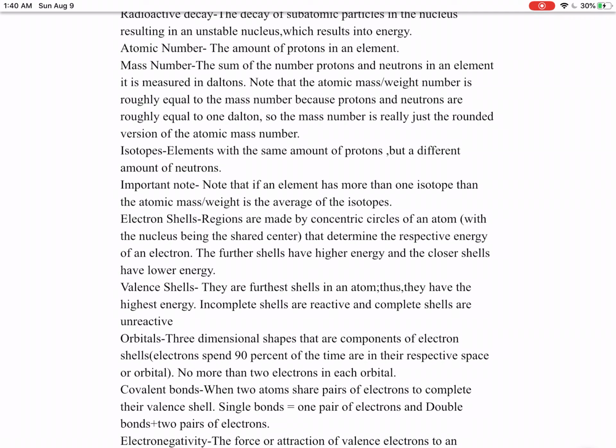So if an element has an incomplete valence shell, then it will want to react with other elements in order to complete its shell. If it already has a complete valence shell, then there's no need to react with other elements, because elements usually only react when they want to fill their valence shell, or in other cases, but that's usually what happens. And we'll explain this a little bit more in covalent and ionic bonds.